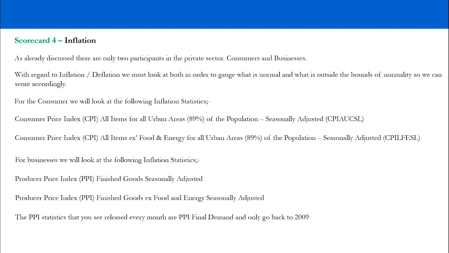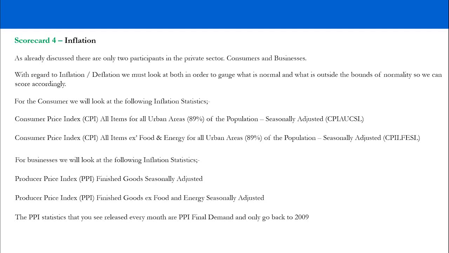And what we're going to do is we're going to look at 4 different areas, 2 within consumers and 2 within businesses. So firstly, consumers, we're going to be looking at the following inflation stats. We'll be looking at the CPI, the Consumer Price Index, all items for all urban areas, which covers 89% of the population, and this number is seasonally adjusted. We're also going to be looking at the CPI, Consumer Price Index, all items excluding food and energy prices for all urban areas, which again covers 89% of the population and is a seasonally adjusted number. So the only difference between these two numbers is the CPI ex food and energy essentially strips out food and energy prices from the overall CPI index.